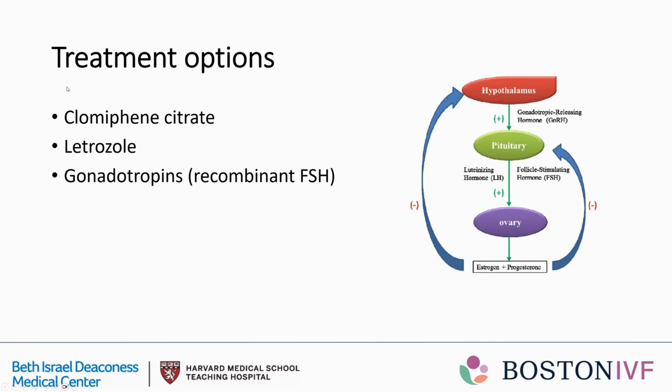The different treatment options that you have available, I've listed them here. These are the different agents that we use for ovulation induction, but you'll probably be using clomiphene citrate or letrozole. Just so you know, gonadotropins or recombinant FSH is available as an ovulation induction agent, and we sometimes do use that in our PCOS or anovulatory patients.